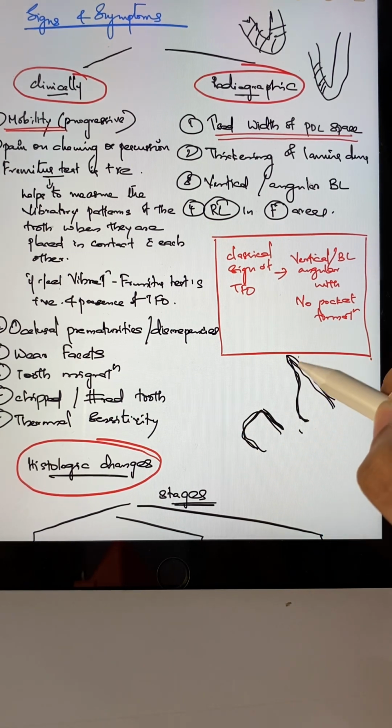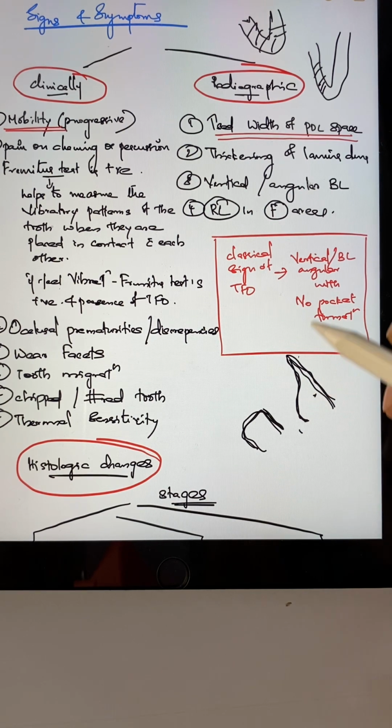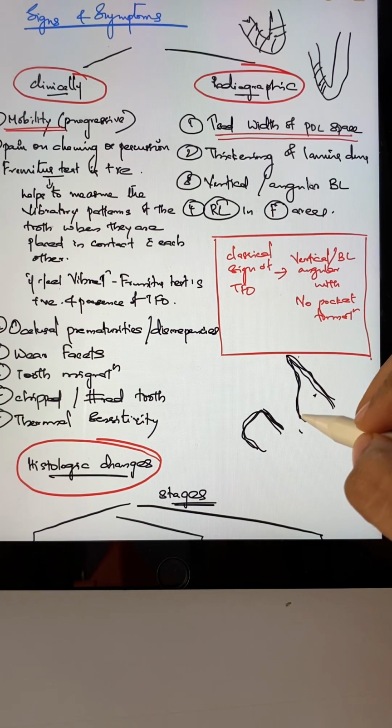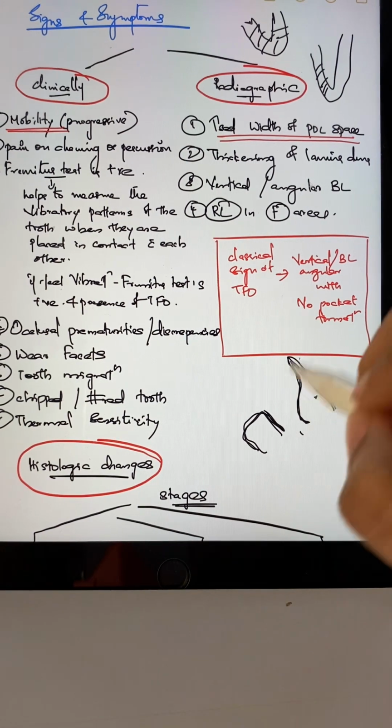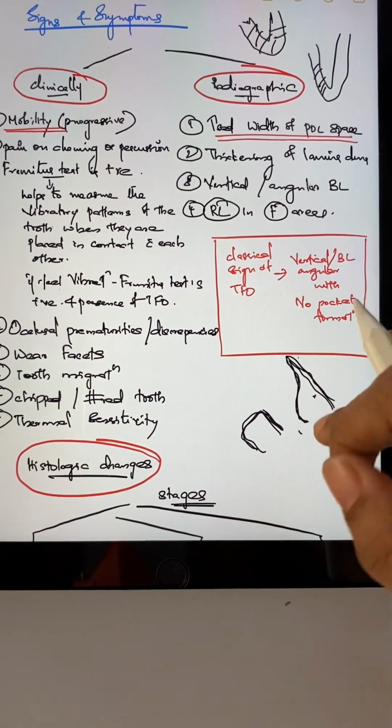In the case of traumatic occlusion you can see this, but the pocket formation would not be there. In other cases like periodontitis, we can see pocket formation also, but in this case there is no pocket formation, the pocket is absolutely fine, but the angular or vertical bone loss occurs.